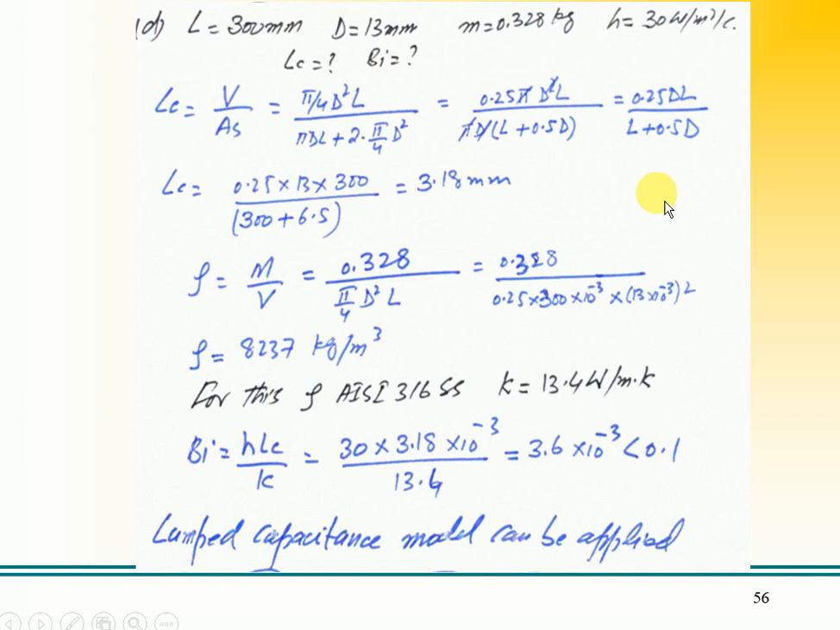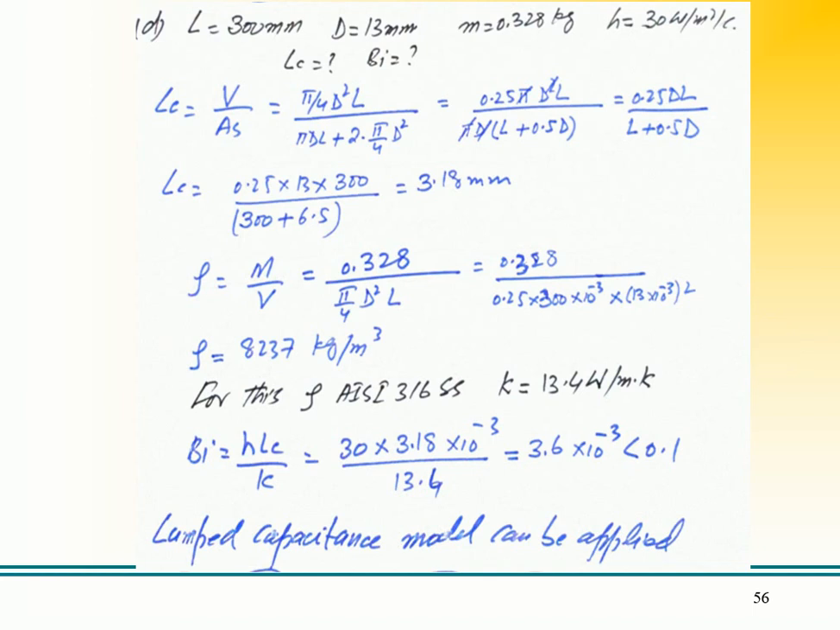The next thing I need is the density. Density is mass per unit volume, and the density is 8237 kilogram per meter cube. For this density I need the value of k, and I get k as 13.4 watt per meter Kelvin from the tables. So the Biot number is hLc by k. Just putting the values here, I get 3.6 exponent minus 3, less than 0.1. Again, the lumped capacitance model can be applied.